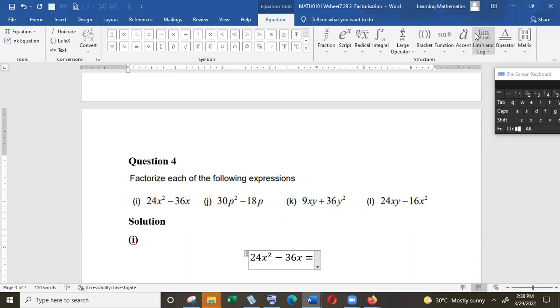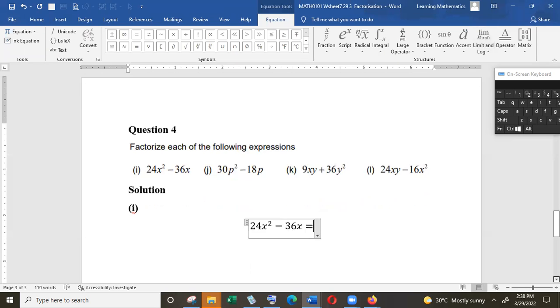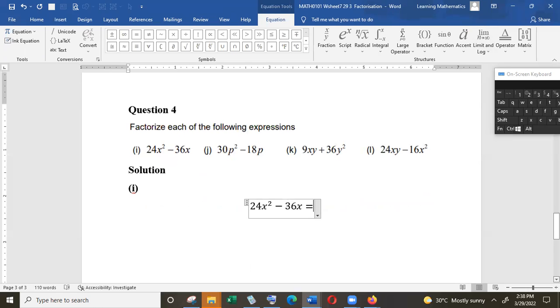Right, so we have to find the highest common factor between 24 and 36. 1 is a common factor, but it's not the highest. 2 is a common factor, but it's not the highest. 3 is a common factor, but it's not the highest. 4 is a common factor, but it's not the highest. 5 is not. What about 6? Yes, 6 is the highest common factor between 24 and 36.